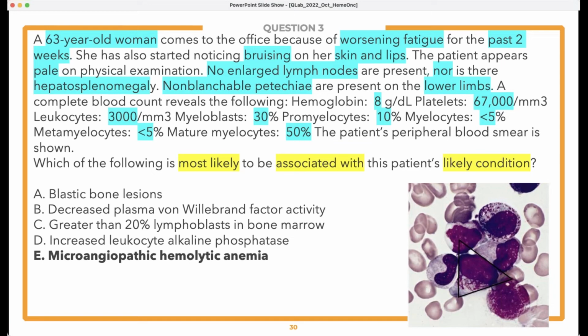So just by looking at the cells, not knowing anything about the question, you can automatically get a clue as to, is this more of a myeloid or a lymphoid neoplasm? And boom, you've already cut your diagnosis in half, okay? So the other answer choices here, let's talk about those.